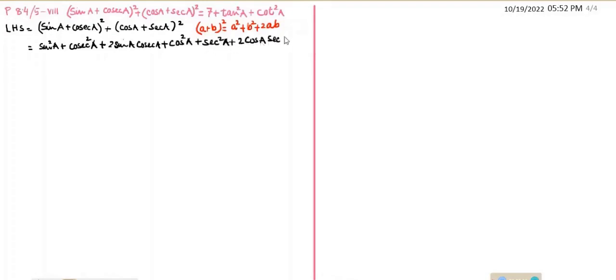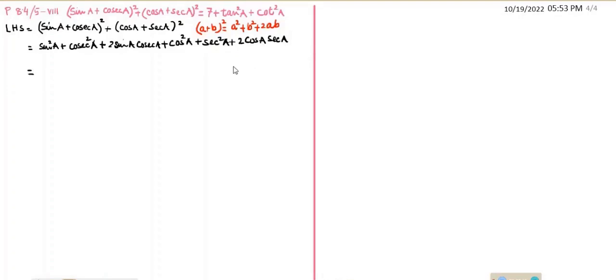We move to the next part. This problem is relatively simple and straightforward. We know that the square of a plus b is equal to a square plus b square plus 2ab. Expanding the first term, we get sin square a plus cosec square a plus twice sin a cosec a. Similarly, the expansion of the next term gives cos square a plus sec square a plus 2 cos a sec a.